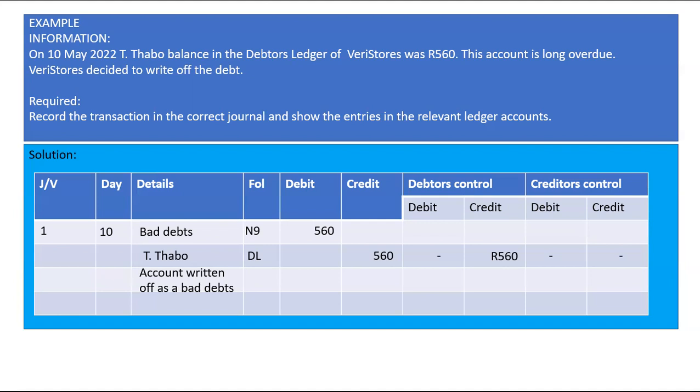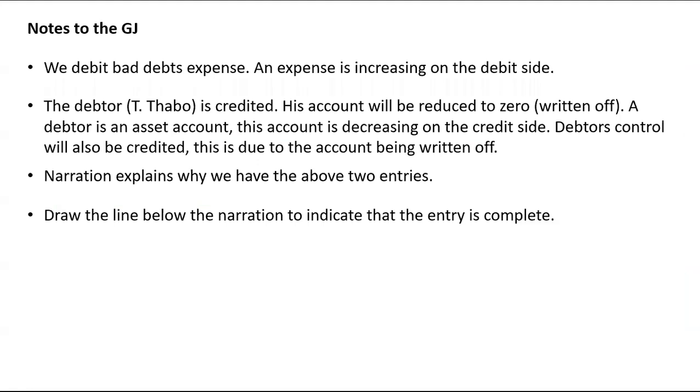Now, just to explain what I've just done here, we debited bad debts because it's an expense, and expense is increasing on the debit side. That's why we have bad debts on the debit side. We're crediting T-Tabo, which is a debtor, and his account will be reduced to zero, written off. A debtor is an asset account. This account is decreasing on the credit side, and that's why we also have to reduce our debtors control on the credit side by this amount that is being written off.